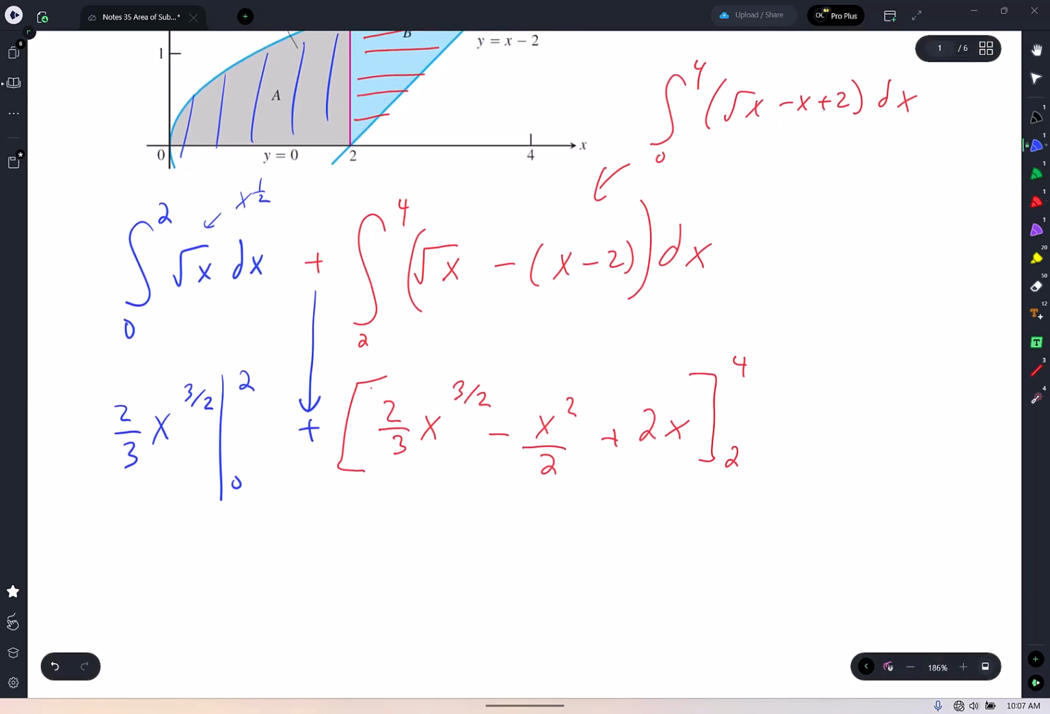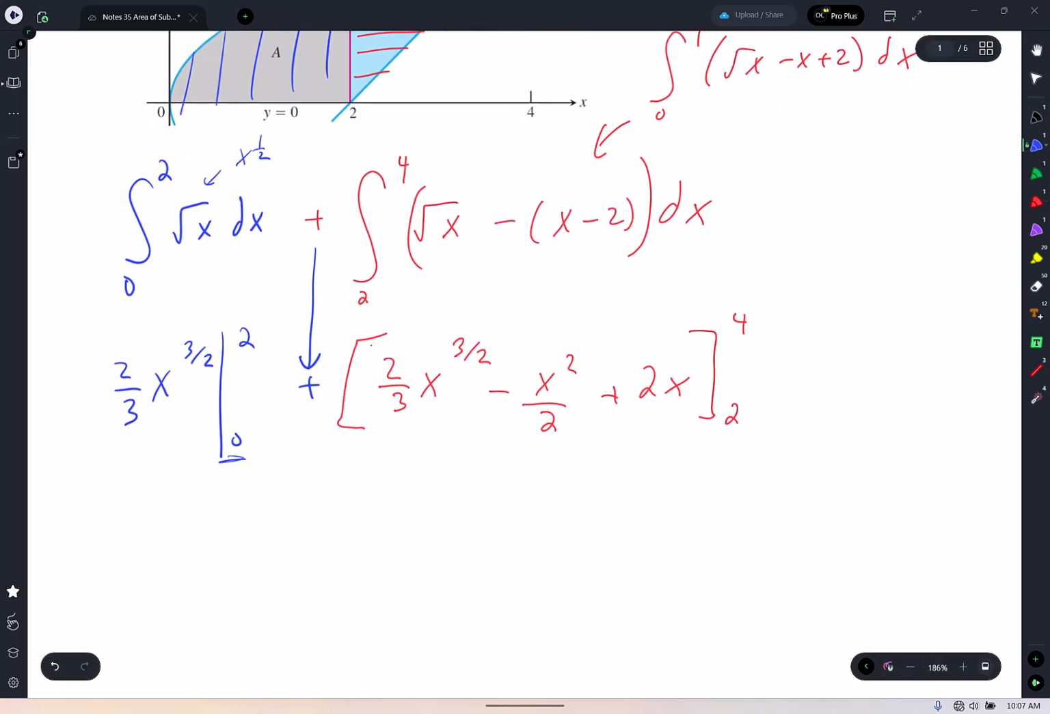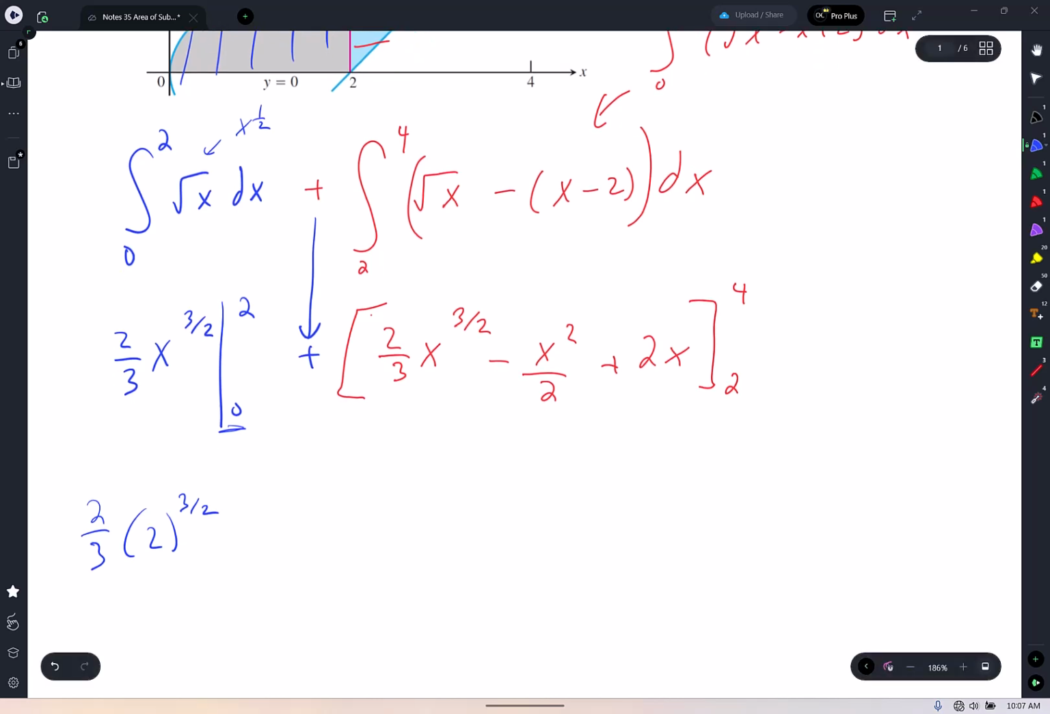Upper minus lower. So here it is. The 0 we don't care about, 0 to any power, except 0 to the 0, but that's different, that's indeterminate, we'll talk about that. So I'm just going to plug in a 2. So 2/3 times 2 to the 3/2. How do I do that? You take the cube of 2, so 2 to the 3rd, and then I do the square root. Oh, I can already see it's going to cancel. I'm going to leave it like that because I see that it's going to cancel.